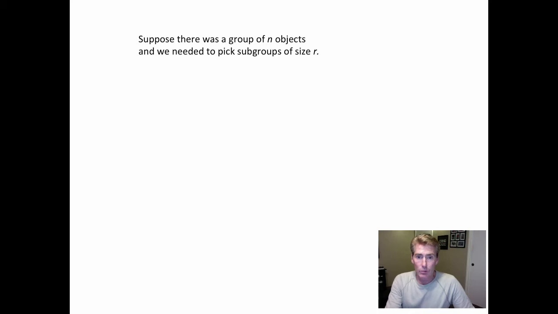Suppose you have a group of size n, and you need to pick out a subgroup of size r. So you've got 10 people to choose from. You need to choose 3 of them. Then n equals 10, r equals 3. So the n is always bigger, the r smaller.